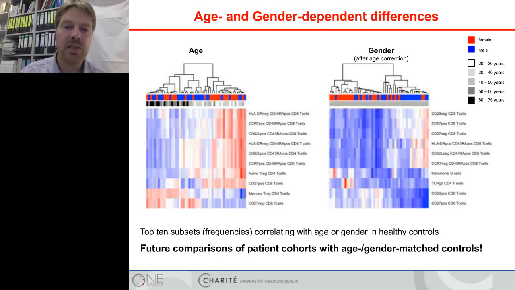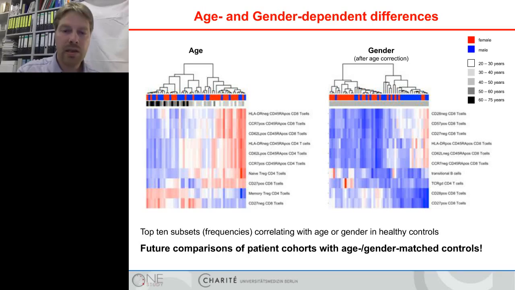The result we found fits very well with the published results in the recent literature, because it is not surprising that naive Tregs decreased with age, whereas the memory compartment of the Tregs is increasing with age. We also did a one-way ANOVA within age-corrected samples, and therefore we also found interesting discriminations between the female and the male groups.